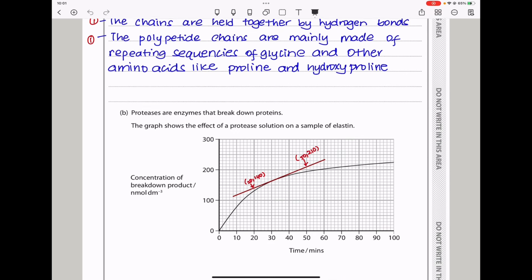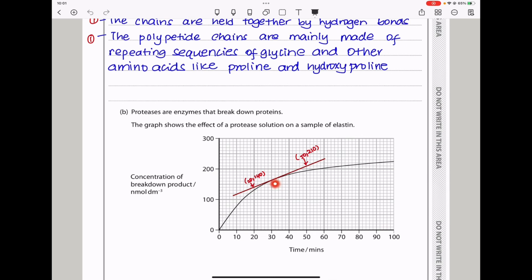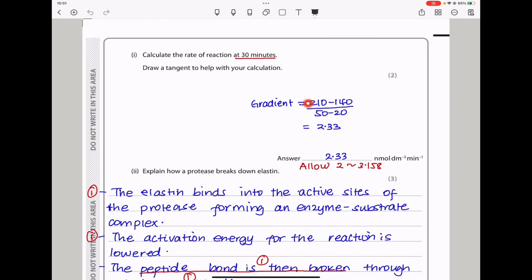So all I needed to do is to come at 30 minutes, which is that, and draw a tangent at that point, and then find the gradient of that tangent. As you can see, the points used are 140 and 210, and 20 to 50. So I'm going to say 210 minus 140 divided by 50 minus 20. So 210 minus 140 divided by 50 minus 20, it gave me 2.33. The acceptable answer is between 2 to 3.158. So this was my answer.